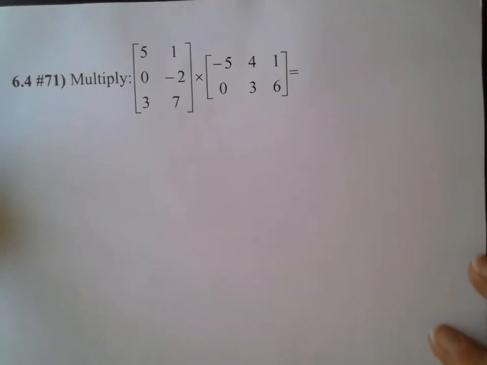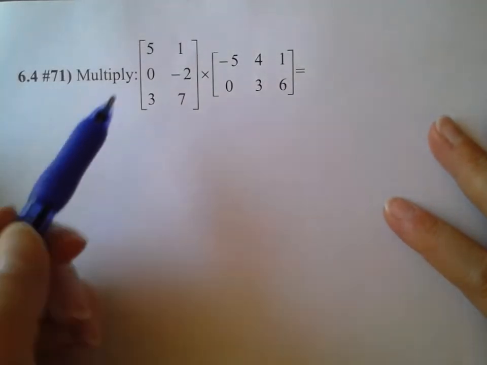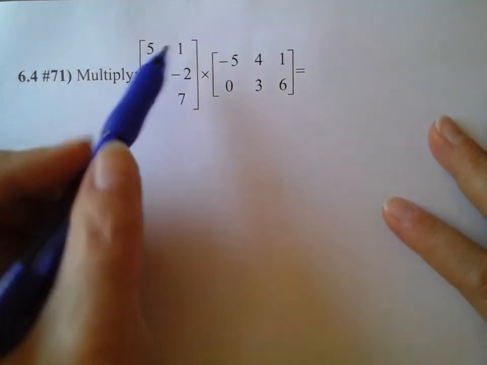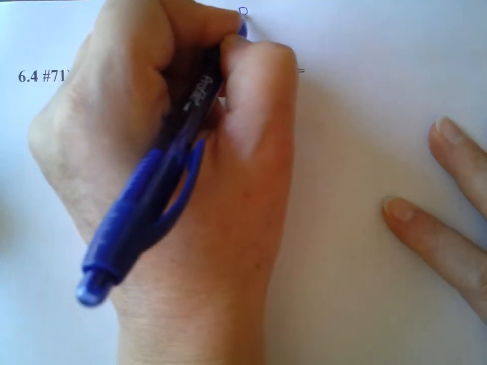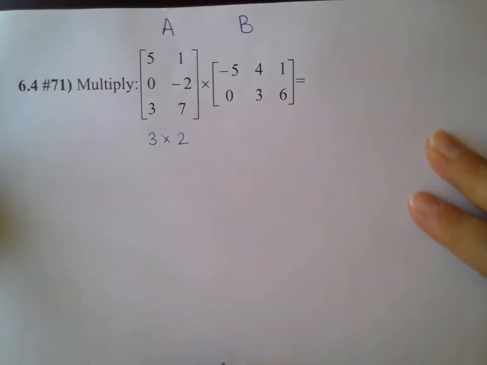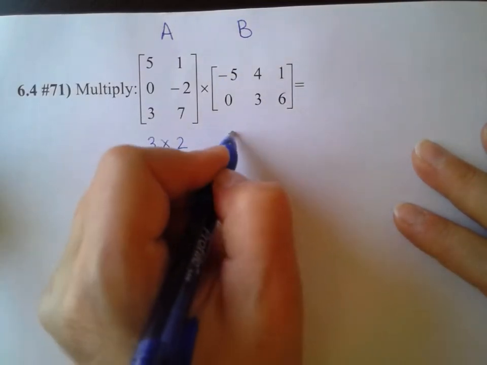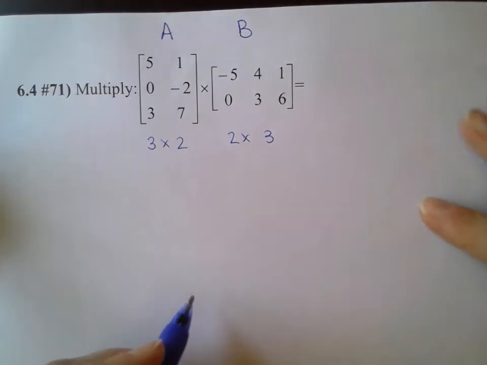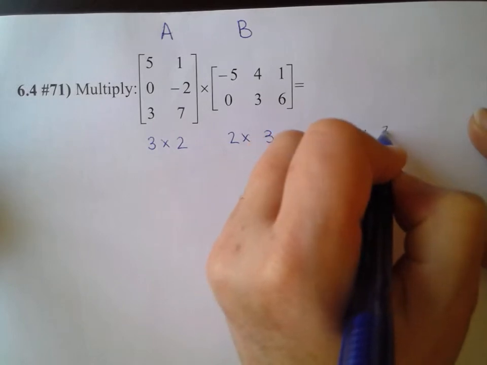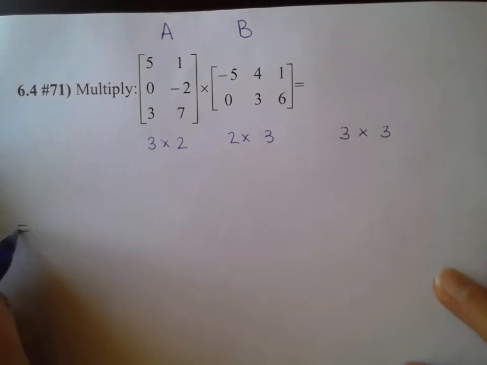Let's try this one. Just to keep track of the size, I think that's a really good idea to start out with. So we have 3 rows and 2 columns in this first one. Let's call them A and B again. We have 3 rows by 2 columns. And in B, I have 2 rows and 3 columns. So you could think of the 2's going away, and my result is going to be 3 rows by 3 columns. Let's do it the exact same way.